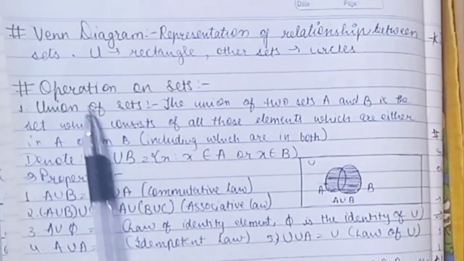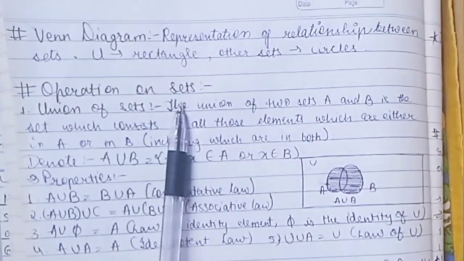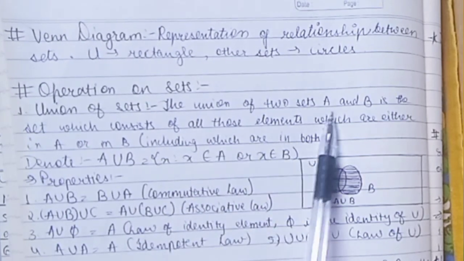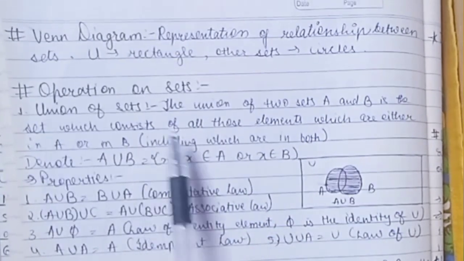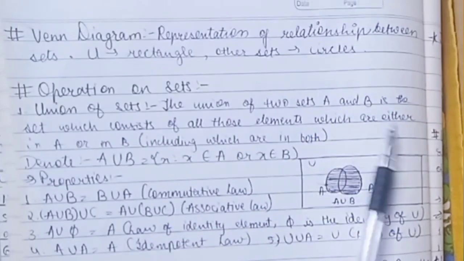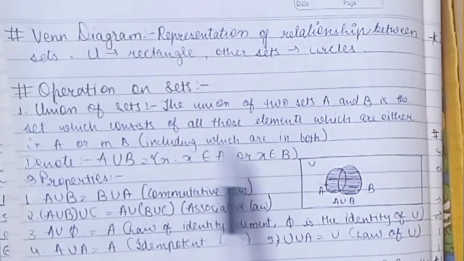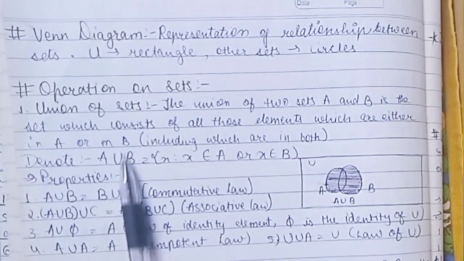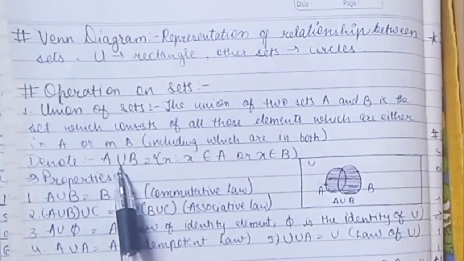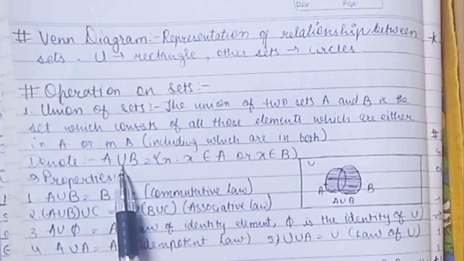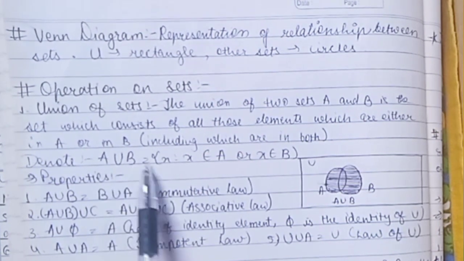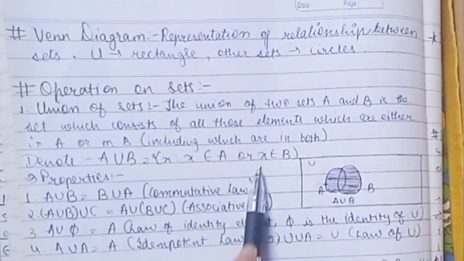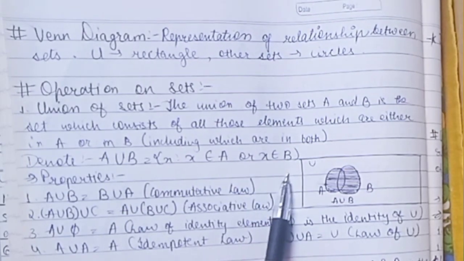Now our next topic is operations on sets. The first operation is union of sets. The union of two sets A and B is the set which consists of all those elements which are either in A or in B, including those which are in both, denoted by A ∪ B. This sign looks like U, but we read it as union. A union B is equal to {x such that x belongs to A or x belongs to B}.